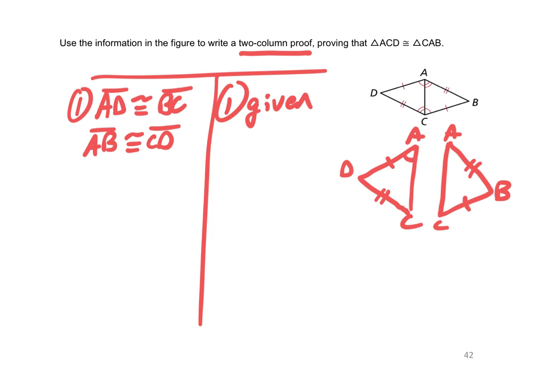Okay, what would I call this angle right here? Can I just call it angle A? No, because we have two angle A's. So how could I name that angle? Yeah, so I could either go DAC or CAD. Either one of those would be fine. So I'm going to go angle DAC is congruent to this angle down here. So we would call that BCA.